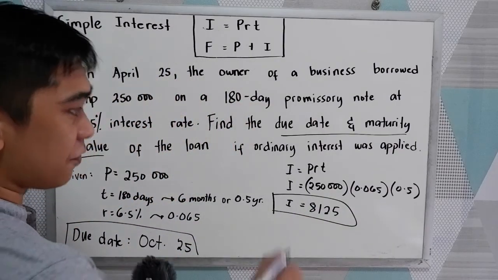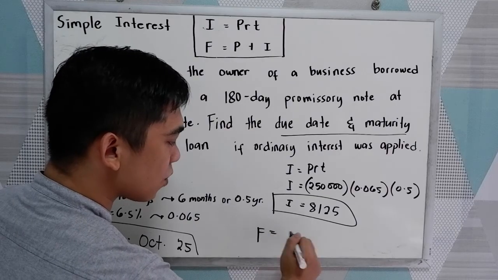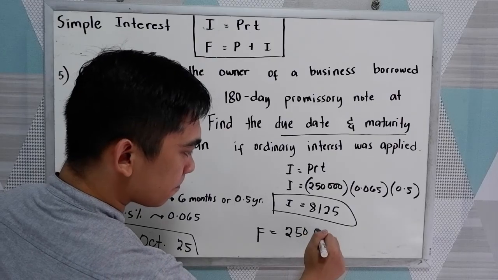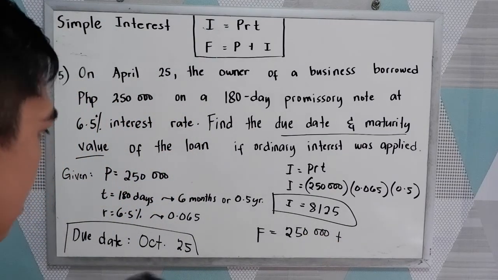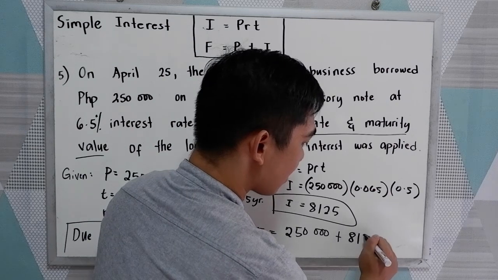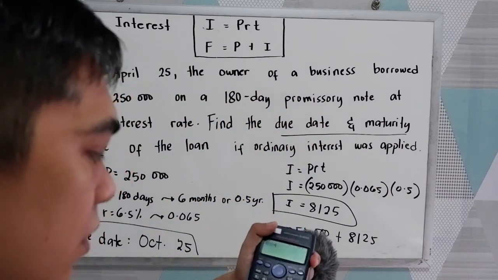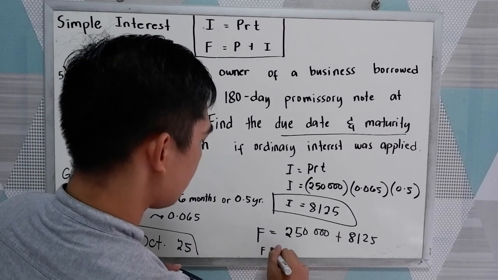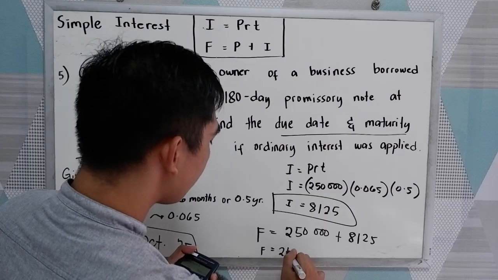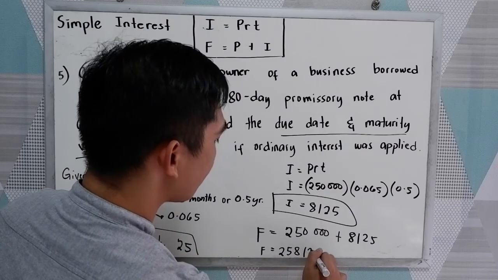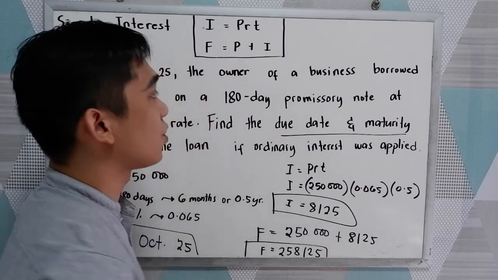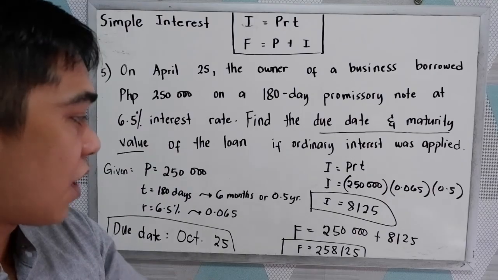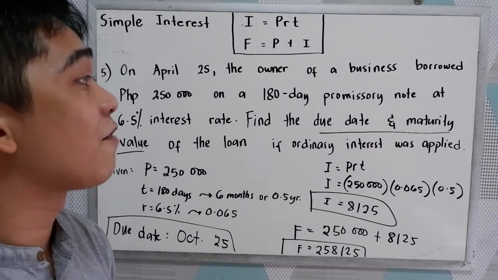We're going to find the maturity value. So F is equal to the principal, 250,000, plus the interest, 8,125. So just add the two, and that is the future value, 258,125. So after 6 months, the money will become 258,125 PHP.